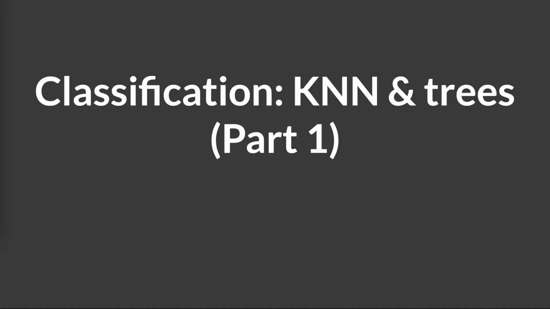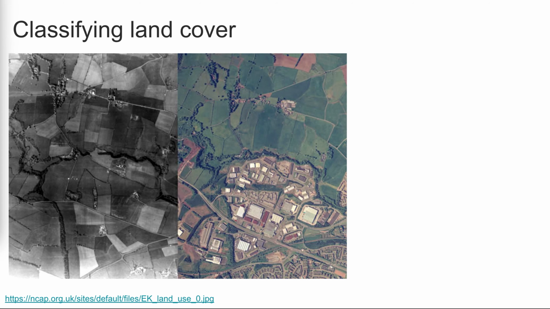In this two-part video series, we'll explore two non-parametric classification tools, KNN and trees. Consider an example. Researchers use high-resolution aerial photography to monitor changes in land cover over time. Though a human might be able to identify land cover in a photograph, it isn't efficient when we have a lot of land to cover. With this in mind, we can build a machine learning algorithm.